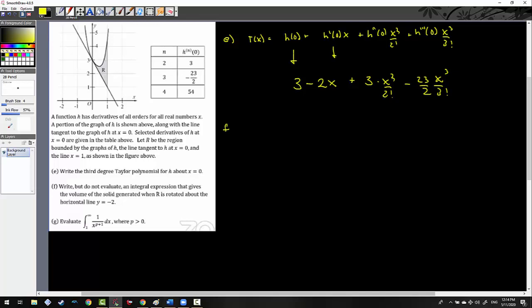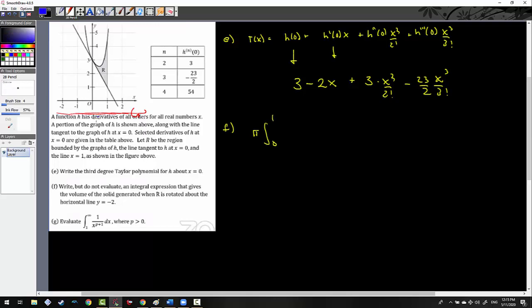All right, part F. Write but do not evaluate an integral expression that gives the volume of the solid when R is rotated about the horizontal line y equals -2. Okay, so y equals -2 is going to be down here, and we're rotating this way. It's a dx integral that's going to be hollow. So from here, pretty straightforward, I think. Pi, limits of integration are from 0 to 1.